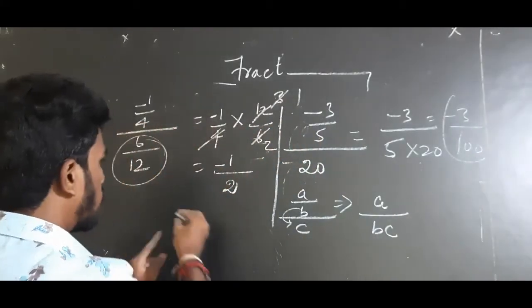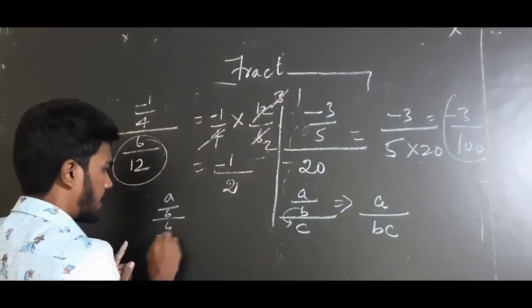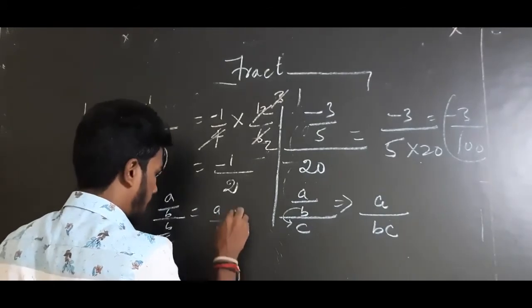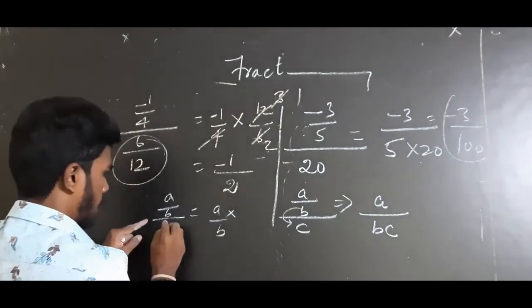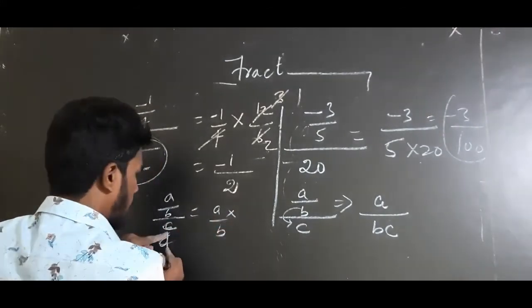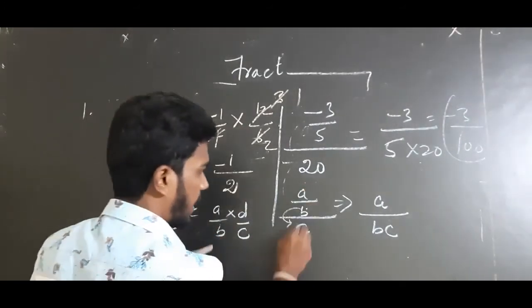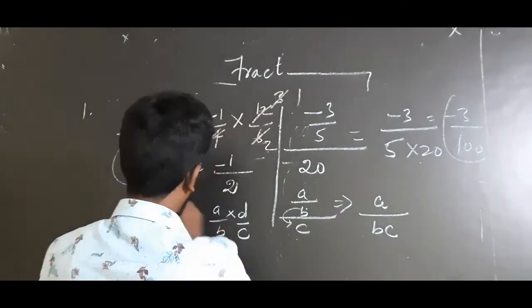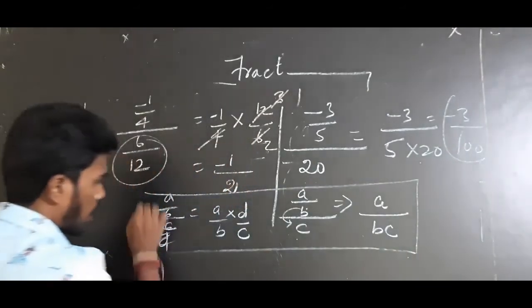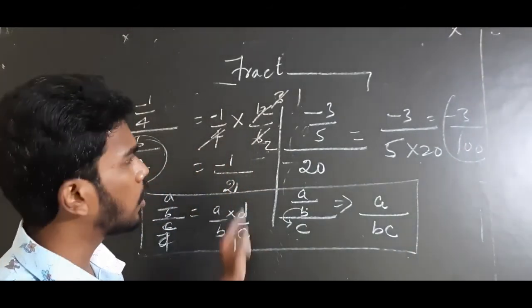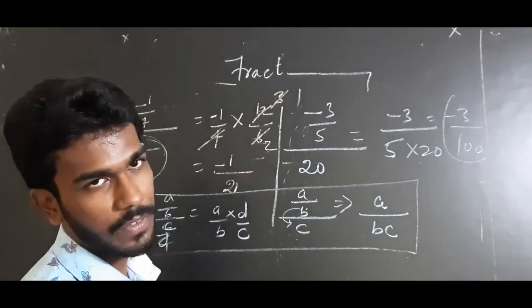So you have to know two things. A by b divided by c by d will give you a by b multiplied with d by c. So this will be taken as a transpose. So ad by bc. On another note, a by b divided by c will give you a divided by bc. So these two formulas you have to keep in mind in order to rearrange these kinds of fraction divisions.